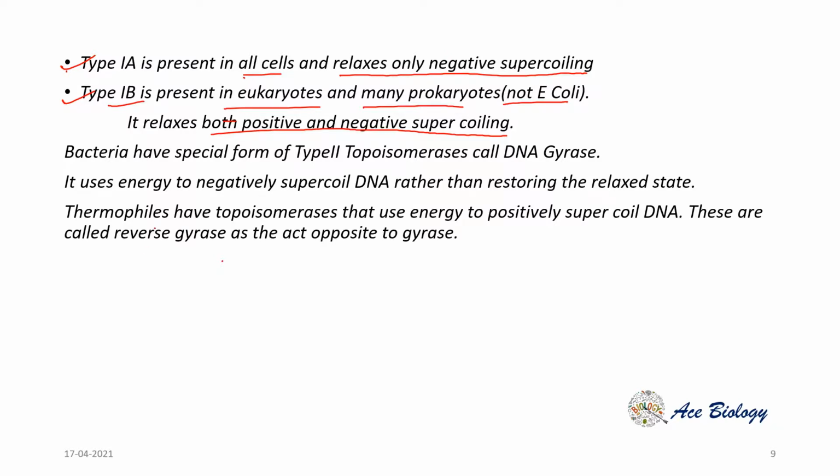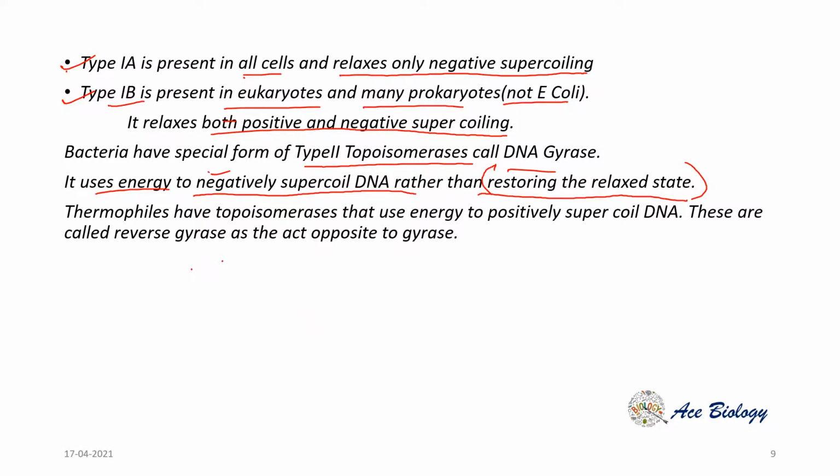Now in case of bacteria, there is a special form of type 2 topoisomerases which are also called DNA gyrases. As we have already discussed, type 2 topoisomerase will use energy. So DNA gyrase will also use energy to negatively supercoil DNA rather than restoring the relaxed state. The function of DNA gyrase is that it will negatively supercoil the DNA. It won't restore the DNA back to the relaxed state. It will just introduce negative supercoiling.